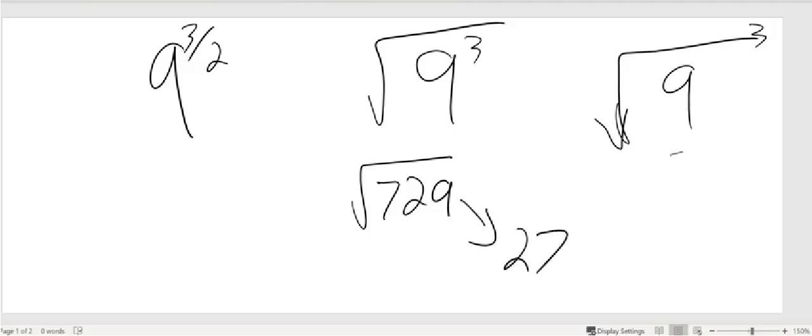Mental math, that's power. So the square root of 9, you remember, should be 3. 3 to the power of 3: 3 times 3 times 3. 3 times 3 is 9. 9 times 3 is 27. So you can see either way we do it, we get the same answer.